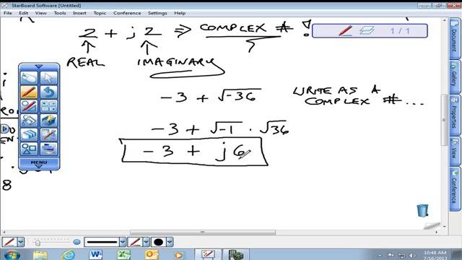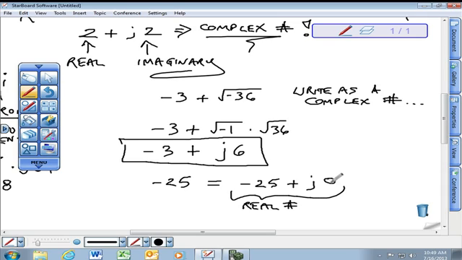All right. How would you write negative 25? Could you write it as a complex number? Negative 25 is what? No J means it's a real number, but notice that you could write it in the complex number form, which would be negative 25 plus J what? 0. In other words, because you have a 0 multiplied by your J term, this definitely is a real number.